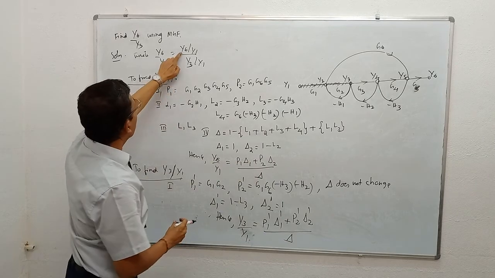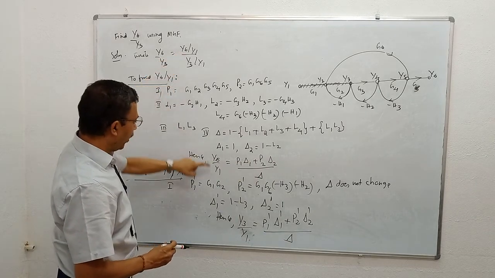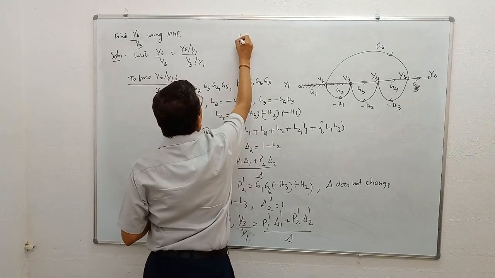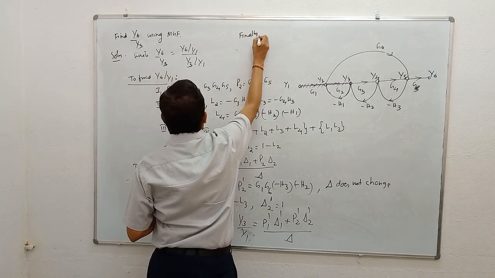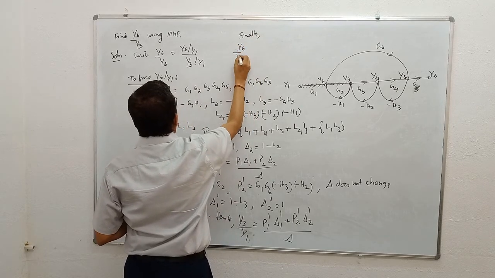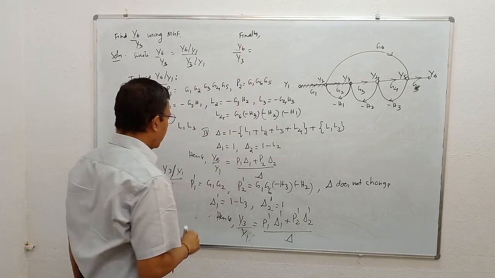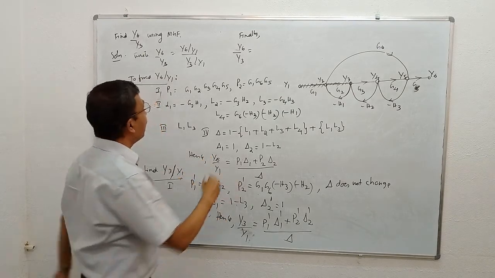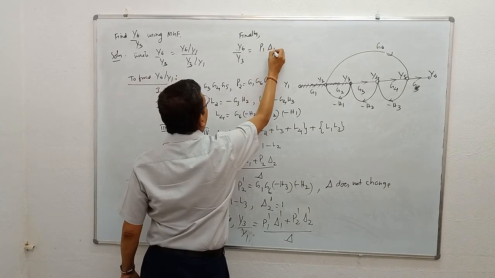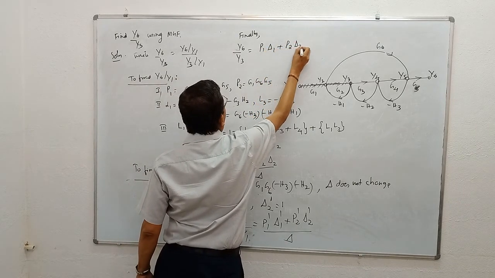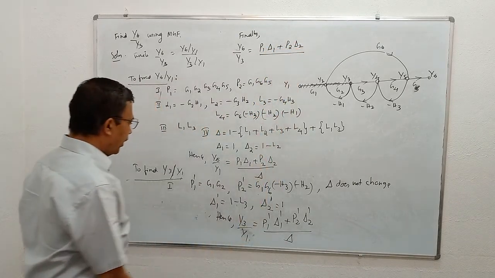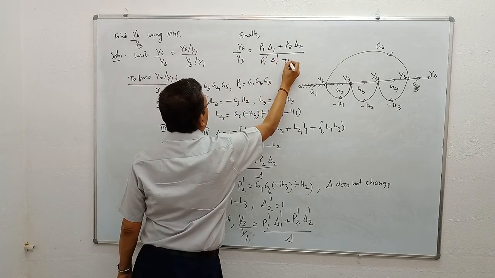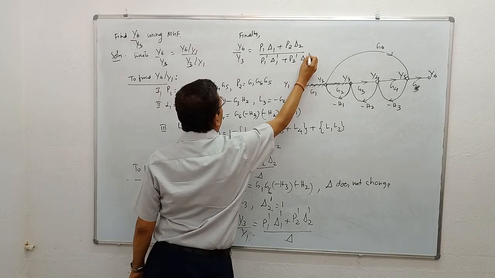You know now in this equation, you know what is Y6 by Y1. Also you know Y3 by Y1. Finally, Y6 divided by Y3 is equal to, when you divide Y6 by Y1 by Y3 by Y1, delta gets cancelled. So you get P1 delta 1 plus P2 delta 2 divided by P1 dash delta 1 dash plus P2 dash delta 2 dash.